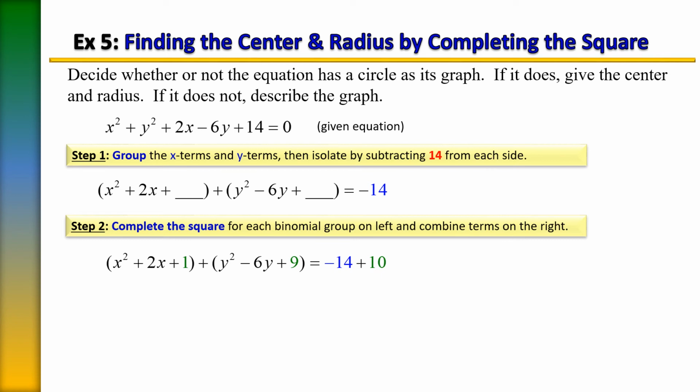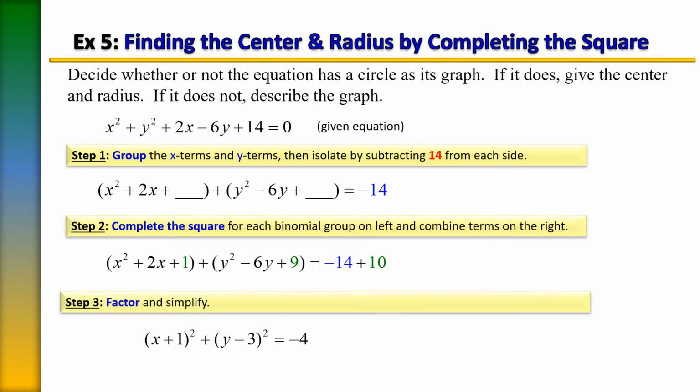The first is going to factor into x plus 1 squared plus y minus 3 squared. And on the right side of the equation, when we subtract, take the sign from the larger number, that's going to give us a -4. Now that we have it in equation form, we see the constant on the right side. That number is a -4.